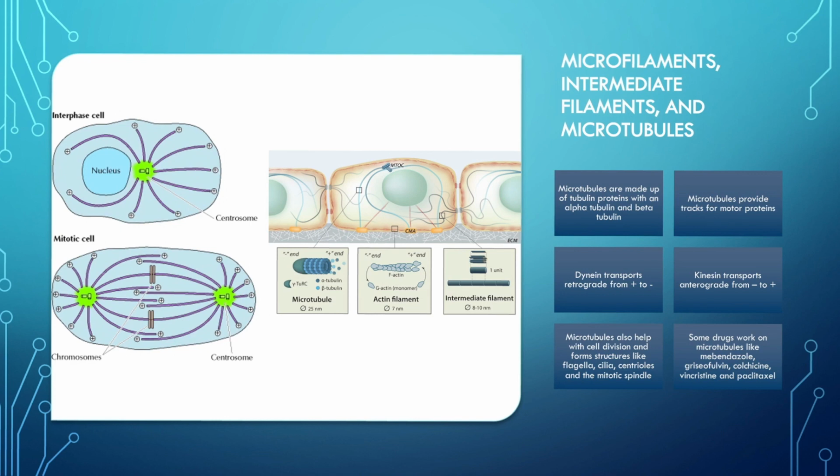Lastly, let's discuss the biggest protein fibers, microtubules. So microtubules are made up of tubulin proteins arranged to form a hollow, kind of straw-like structure. And each tubulin protein has an alpha tubulin and a beta tubulin. Microtubules have lots of functions, such as providing tracks for motor proteins called kinesins and dyneins. And these are transport proteins that help transport vesicles and other things inside the cell. Test questions love to ask you about this, so I'd pay attention to this.